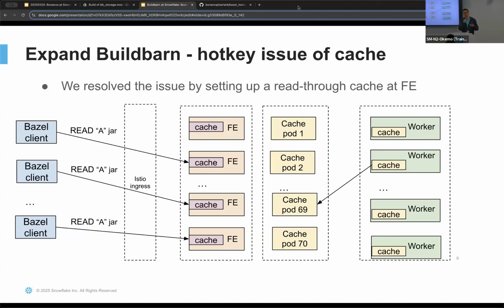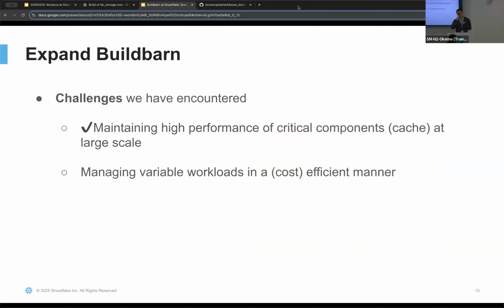So essentially the original traffic hitting the single pod was redistributed to all of those front ends. The cache cluster here won't be the bottleneck of the system. It worked well and it solved this incident. So with this setup, we were able to manage high performance of the cache at a large scale. Next, I would like to share more thoughts about how we manage variable workloads in a cost-efficient manner.